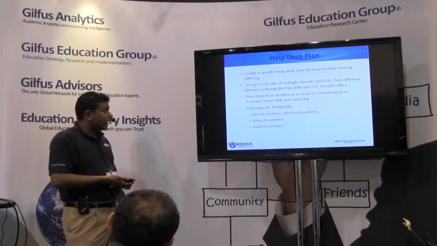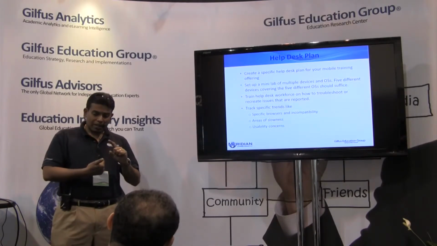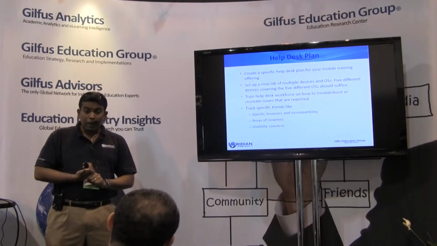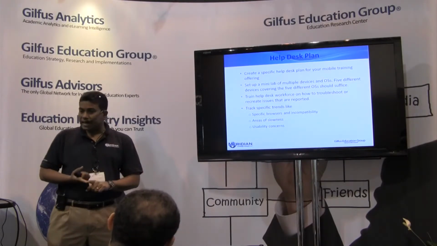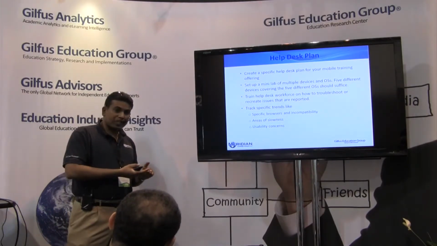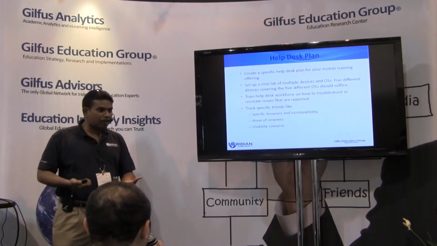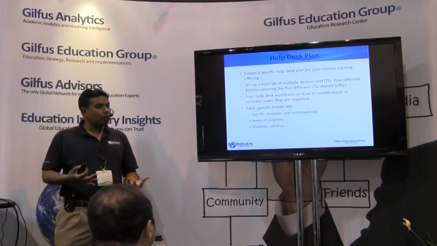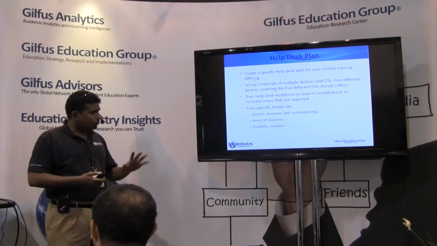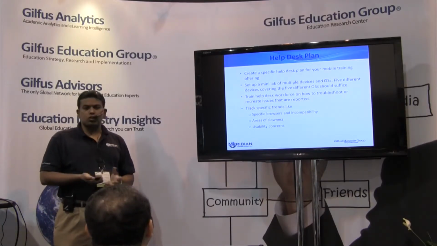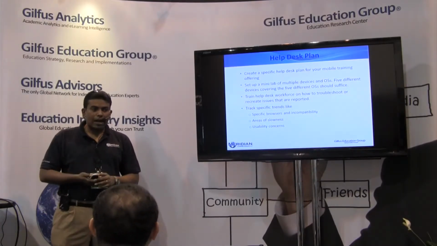Most importantly, you need to track specific trends. Is there any incompatibility with some of the new browsers within mobile phones? Windows 8 just came out. Are there some problems with the IE version of that? You need to keep track of things like that, because the mobile application will actually need to be tailored for that. Also areas of slowness, and of course usability concerns, which get reported back to your help desk, which we tweak and continue through.